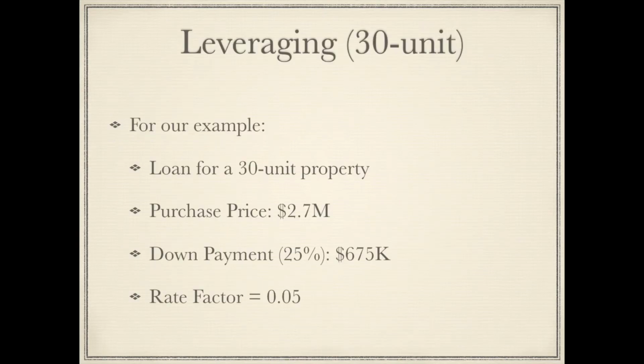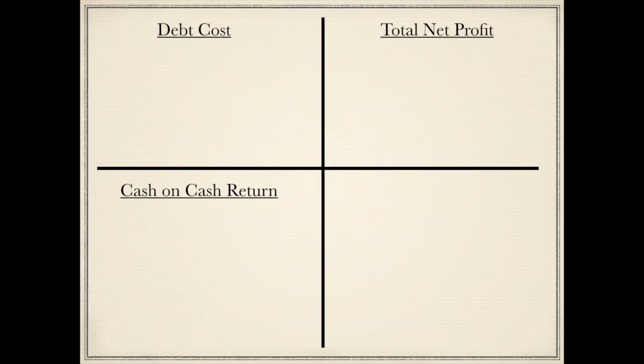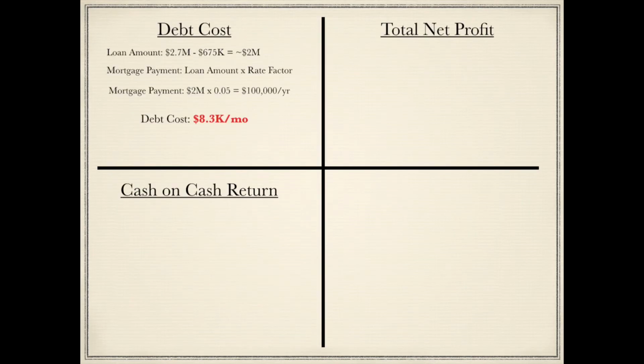Now let's include leveraging into the deal. So now for our 30-unit property example, we assume that we make a down payment of 25%, which will equal $675,000, and we also assume the same rate factor of 0.05. Now going back to our quadrant, we calculate the debt cost for the loan to be $2.7 million minus a down payment of $675,000. Our loan amount will effectively be $2 million. The mortgage payment will be $2 million times 0.05 rate factor. That'll come out to approximately $100,000 a year. So our monthly debt cost will be approximately $8,300 per month.